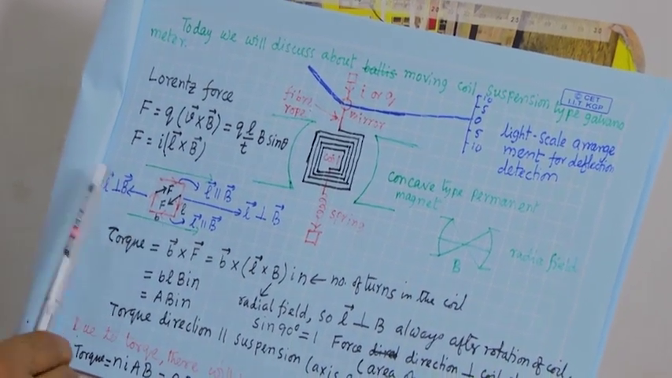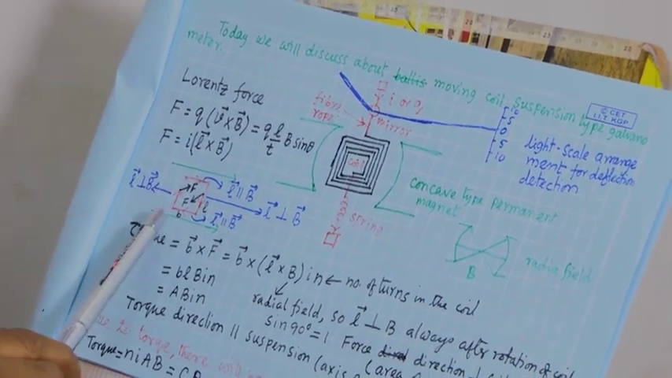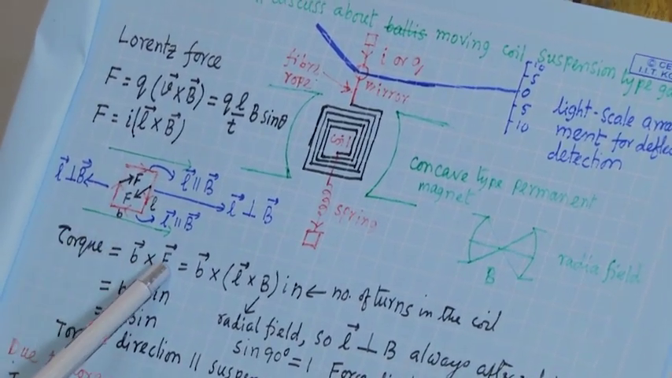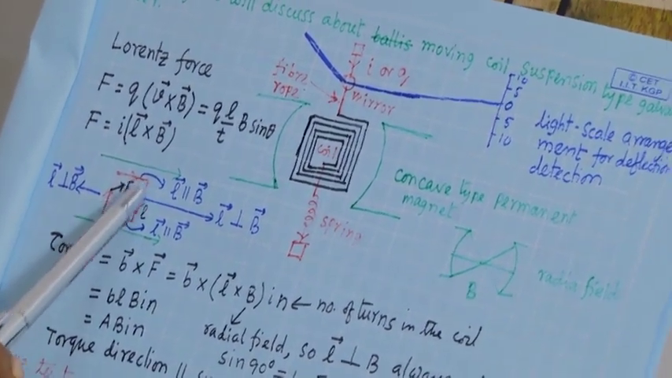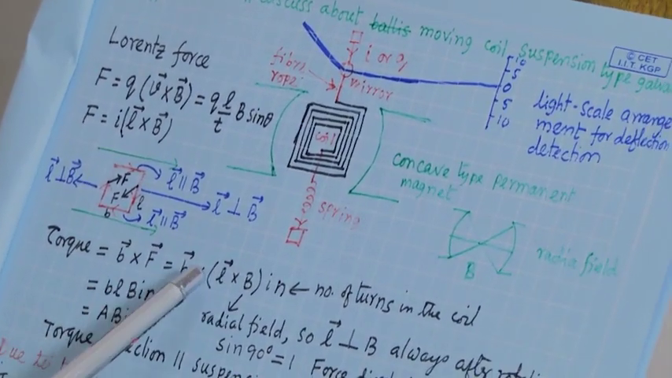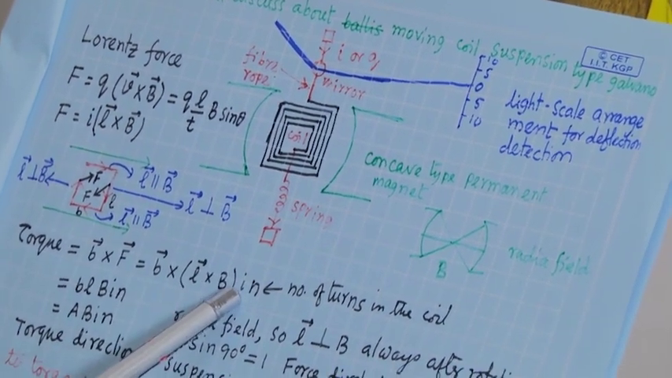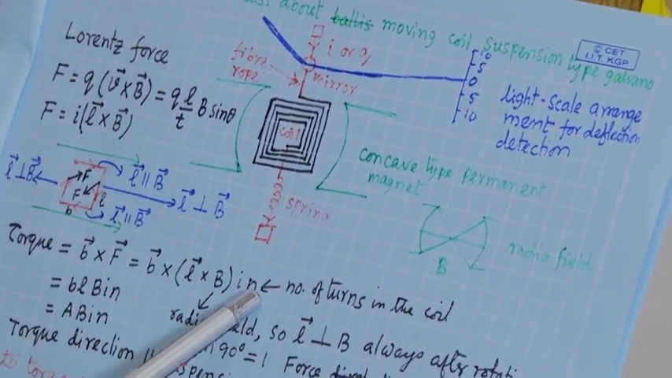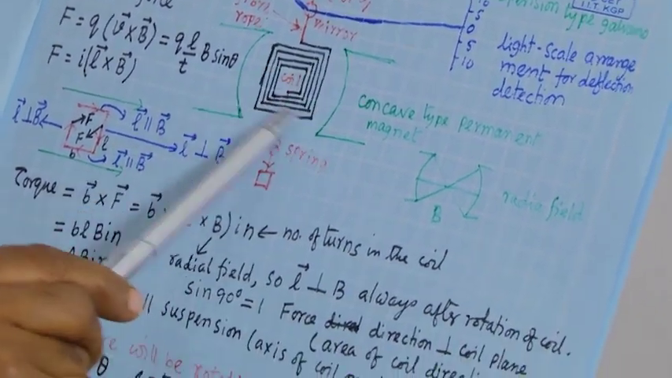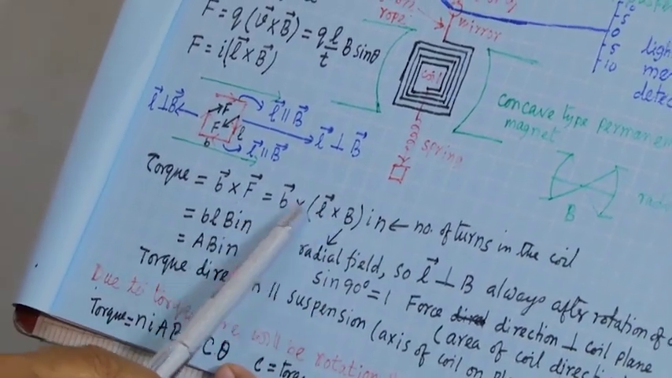Right? So then there will be a couple, and the corresponding torque will be b cross F, okay? And this length we have taken as L. So now F is L cross B into I, and now I have multiplied with N, if the number of turns in the coil is N. So that will be the torque.